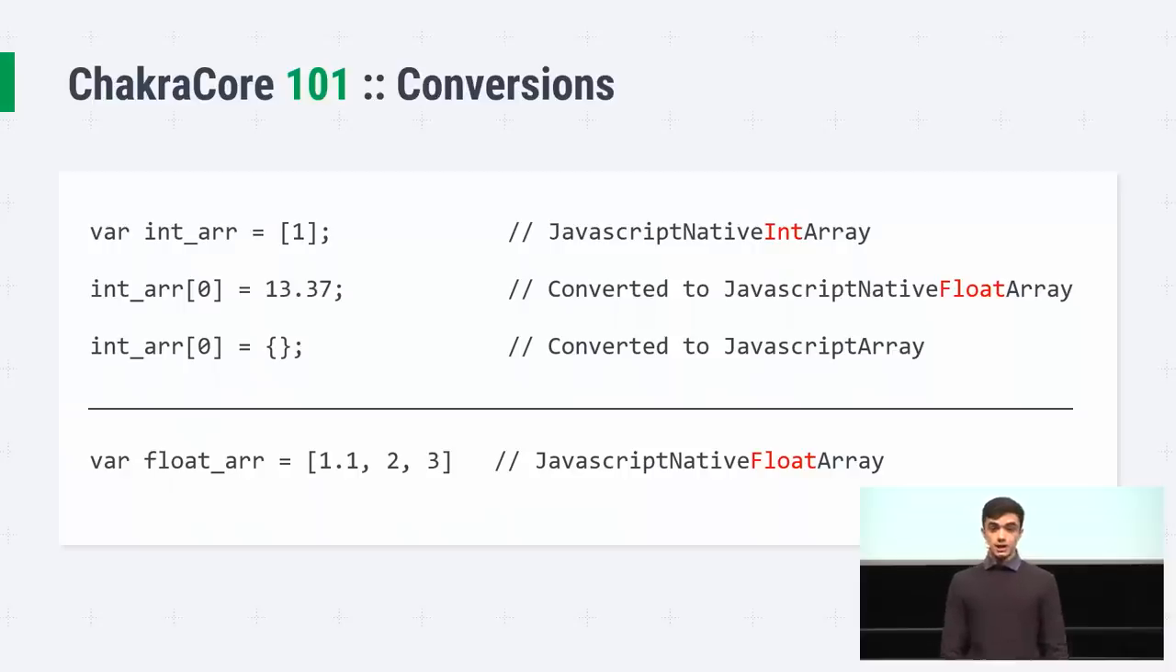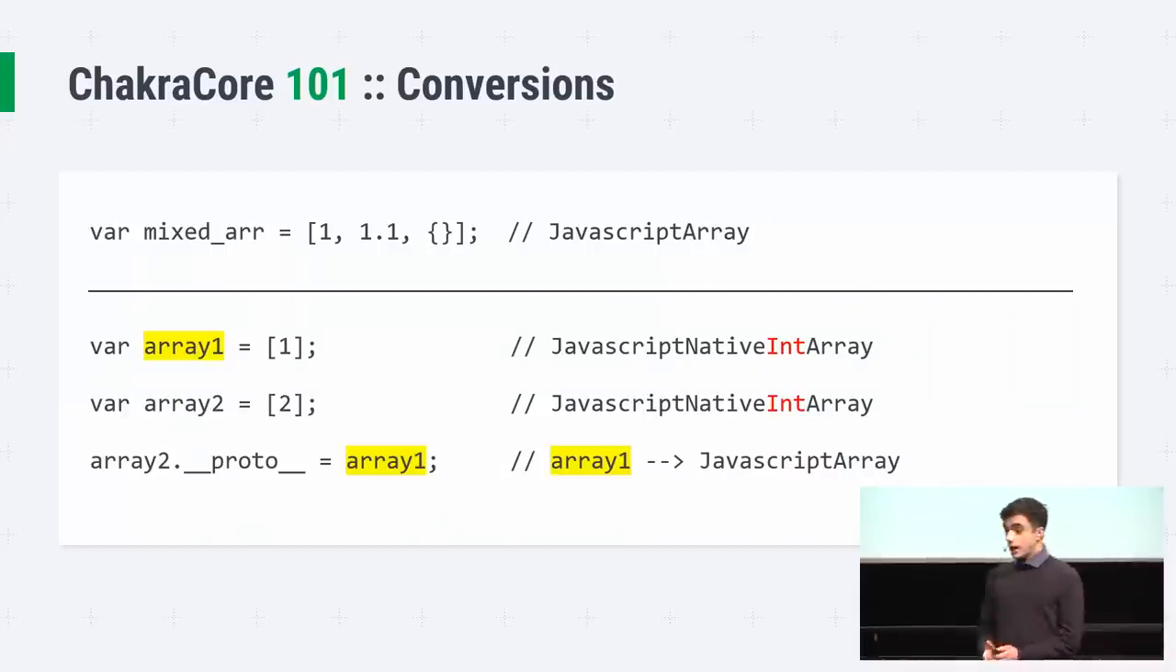And if we add an object to it, the conversion that takes place is a conversion to a JavaScript array. If we have both floats and integers, the outcome is a float array. So if we have both floats and integers and some objects in a mixed array, what happens is this array is considered to be a JavaScript array.